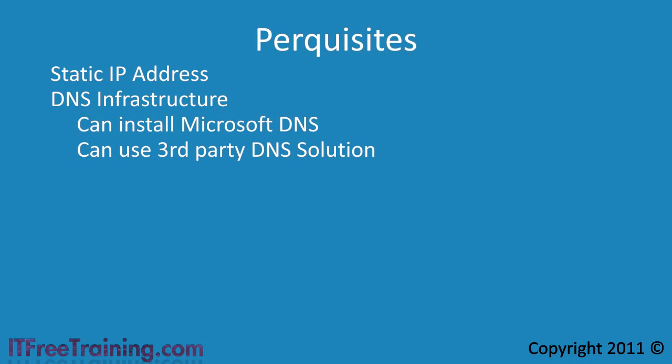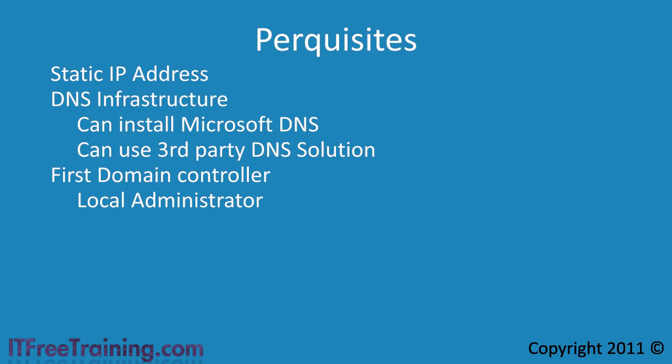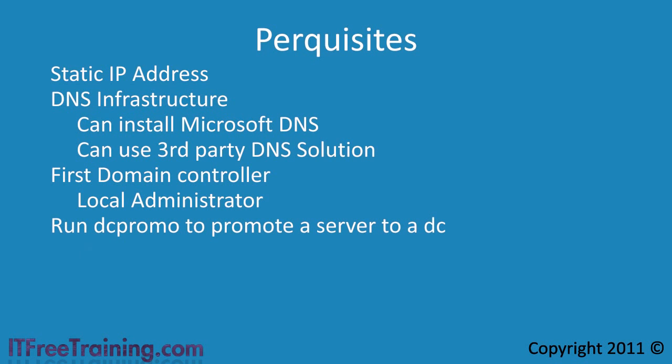The next prerequisite that needs to be met for your first domain controller is that you need to ensure that you are a member of the local administrators group. Once you are ready to install your first domain controller or add an additional domain controller to any existing network, run the command dcpromo. The process of changing a server into a domain controller is called promotion. It is common for people to say, "I'm going to promote this server to a domain controller."